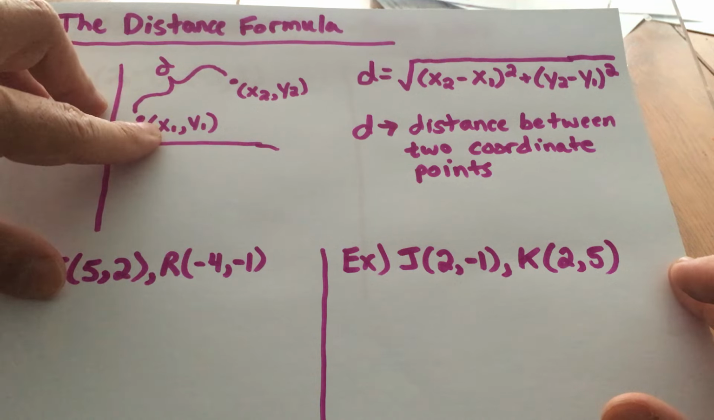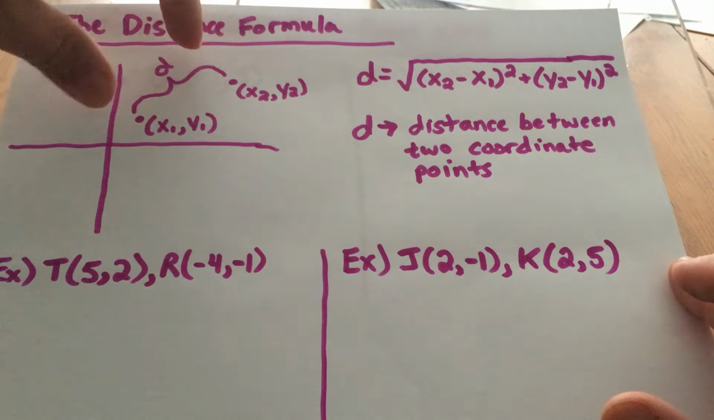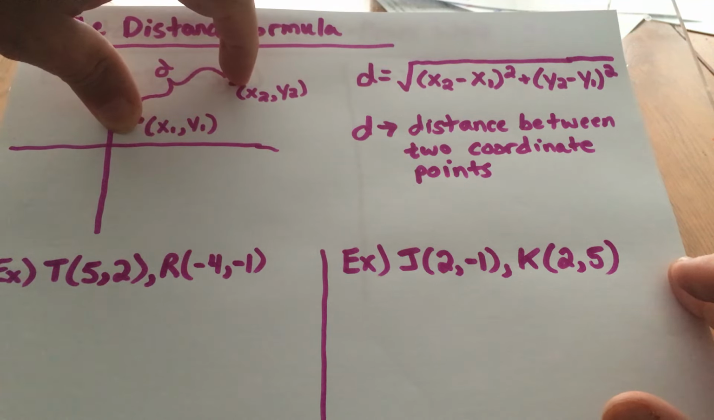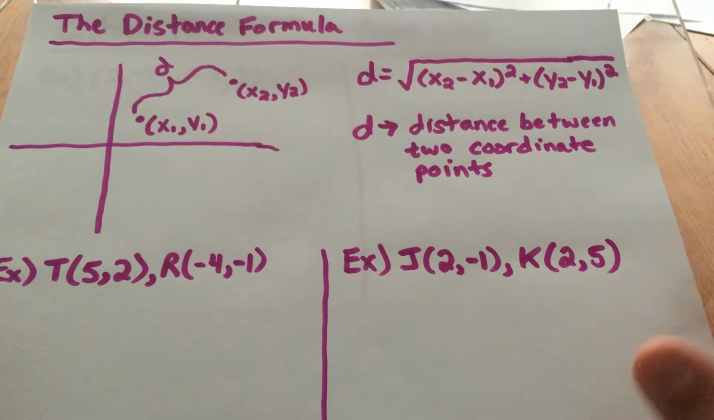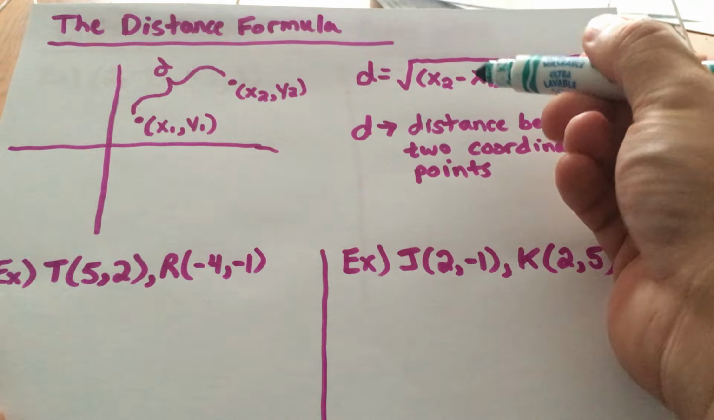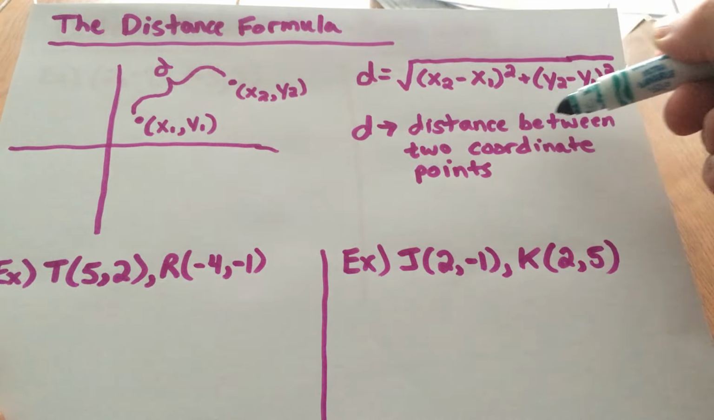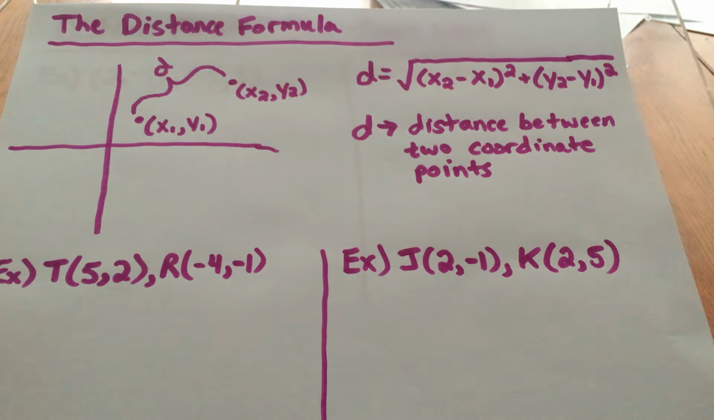If this is point x1, y1, and this is point x2, y2, then we want to find the distance between those points. Somebody has worked out that there is a formula we can use to find that distance, and that's over here on the right. We're going to say d. D here represents the distance between two coordinate points on the plane.